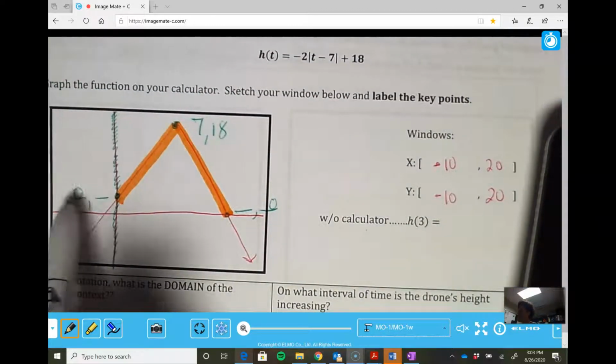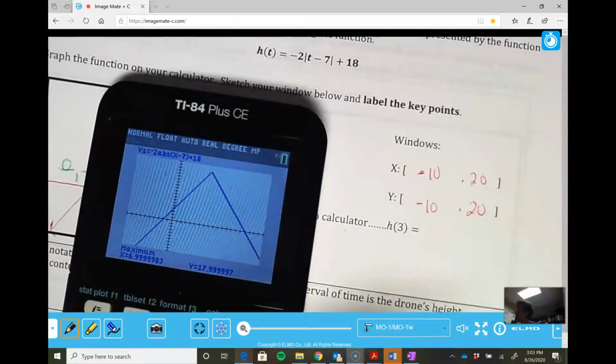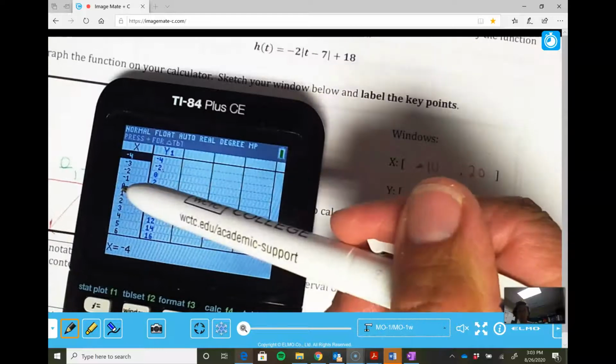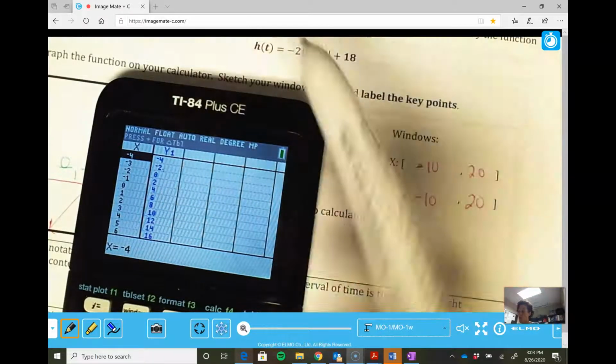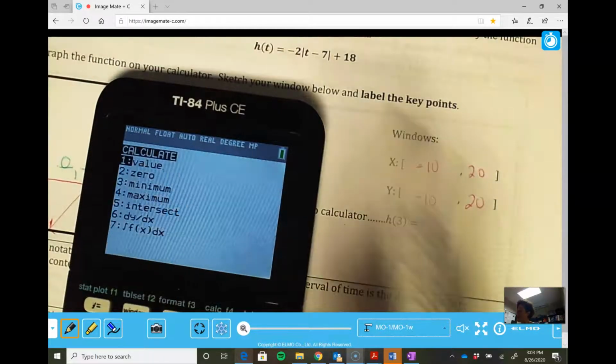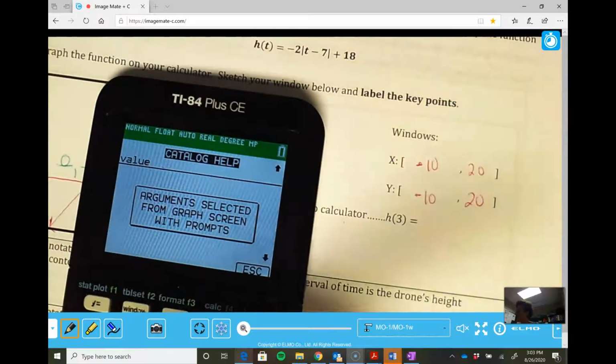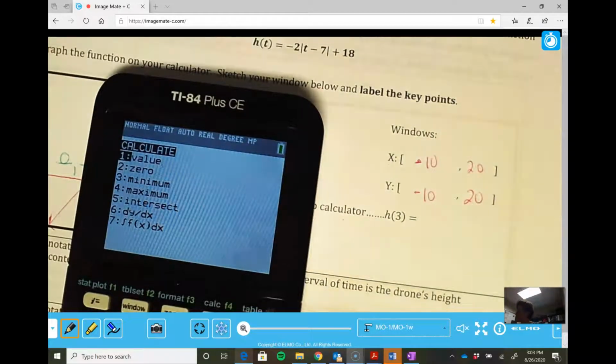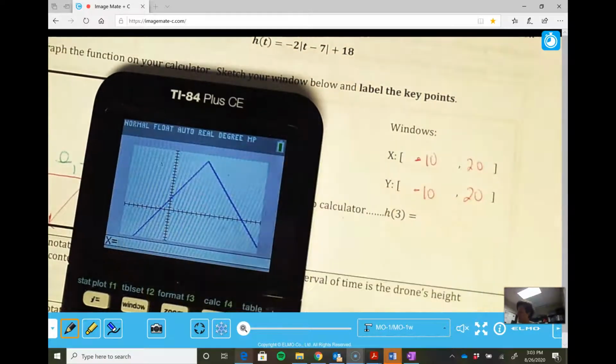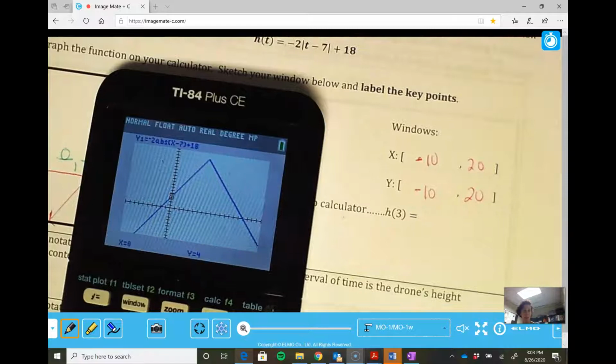All right, let's find this point. So this is given x. So again, given x, I can go to my table and find the y. So that's 4. Or you can press second trace, choose value, and let's give the x that way. So it's 4.